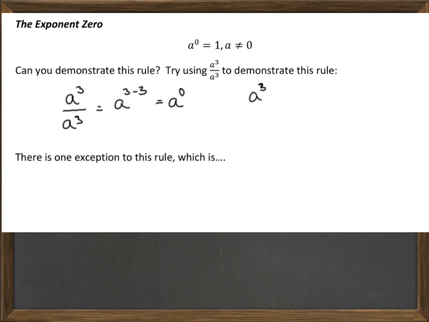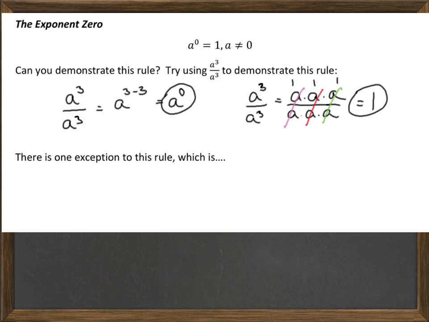Let's consider a different way to approach this problem, which is to rewrite a to the third power as a times a times a, and then the same thing down in the denominator. So notice, if I write it this way, all of my a's are going to cancel out, leaving me with not 0, but what? 1, right? Because anything divided by itself is 1. So I have just demonstrated that a to the 0 power is equal to 1.